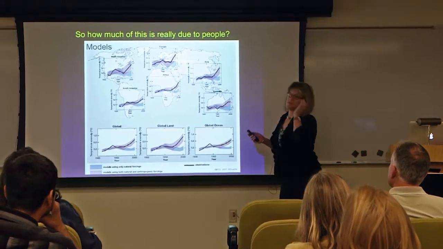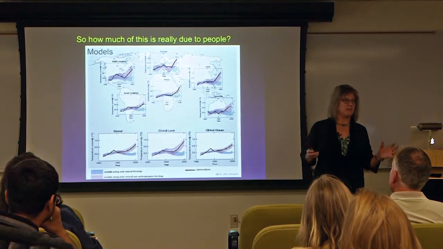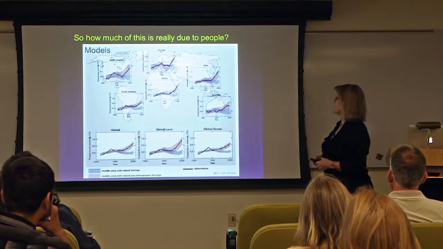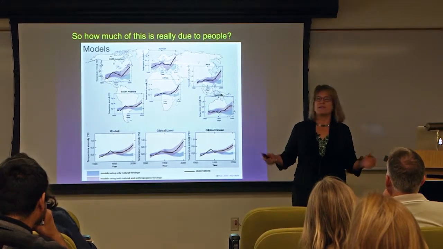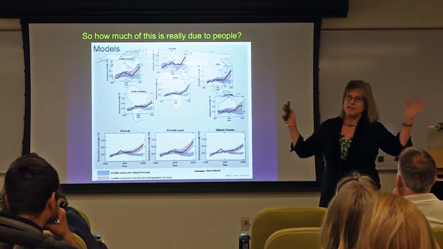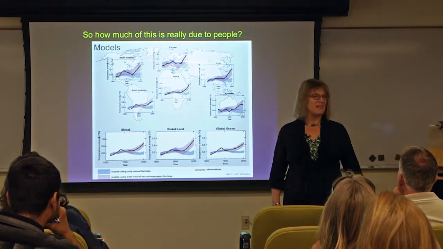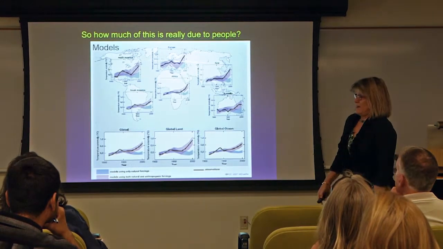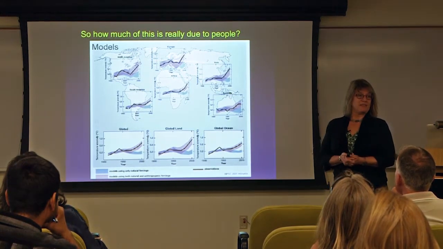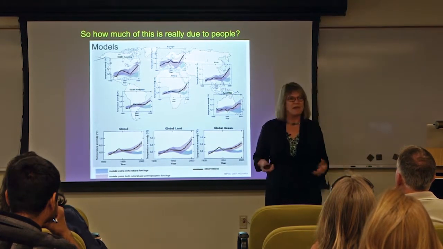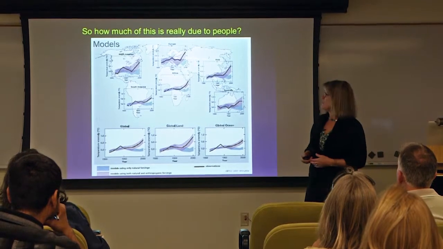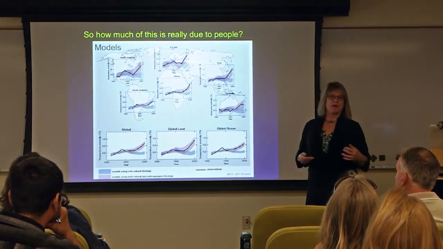So how much of this is really due to people? That's the question that you're always going to hear. One way is that we can wait and run out this experiment for the next 100 years and see how we do. It would probably be a better idea to try to get an idea using the very good brains and computer equipment that we have around here to generate some models that would allow us to understand that.